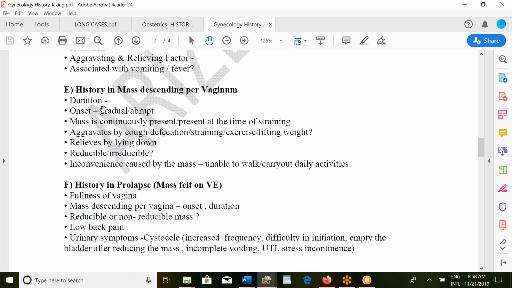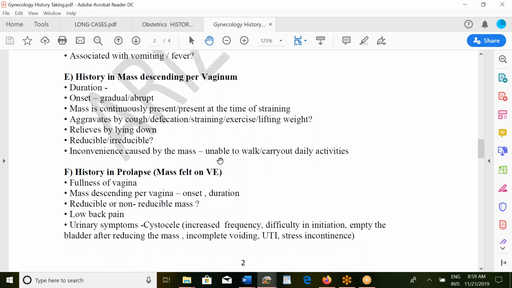Then if the patient has history of mass in the vagina, then you should ask for how long she has been having this bulge, onset, and is it continuously present or is it present only at the time of straining. Aggravated by coughing, defecation, straining, exercise, lifting weight, and how does it relieve? Is it reducible or irreducible? Inconvenience caused by the mass, like patient is unable to walk or carry out daily activities.